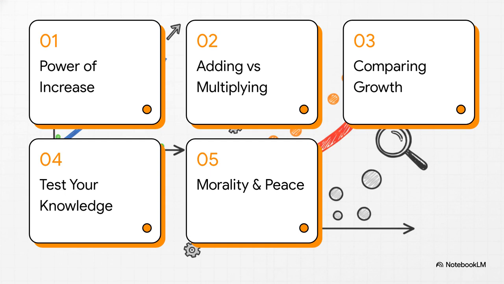Here is our roadmap for today. Number 1, the power of increase. Number 2, equations, adding versus multiplying. Number 3, comparing growth side by side. Number 4, let's test your knowledge. And number 5, education, morality, and peace.